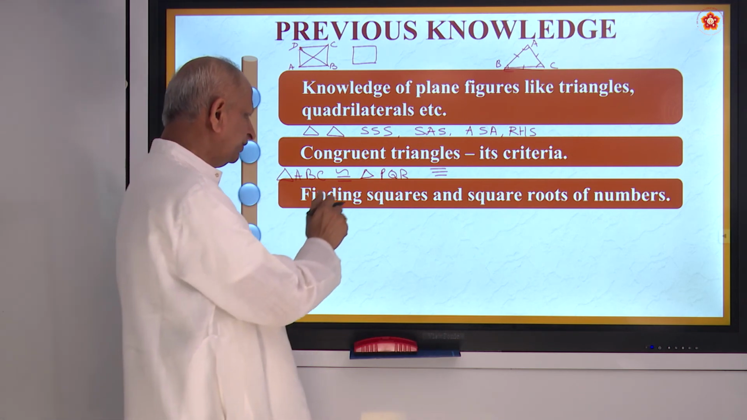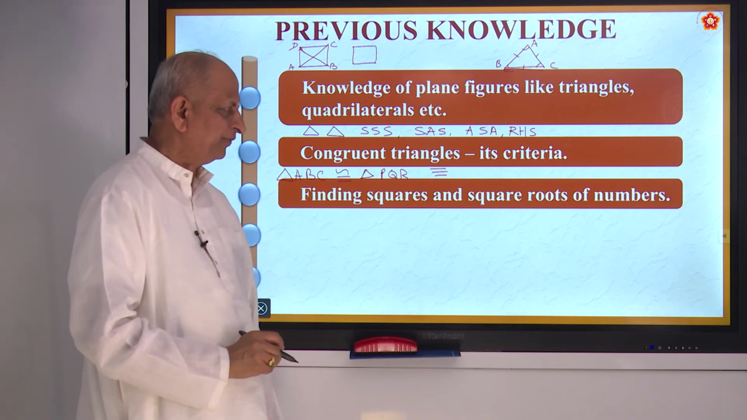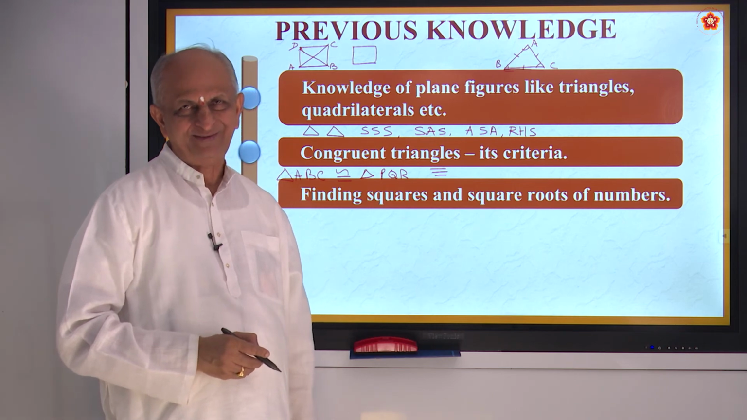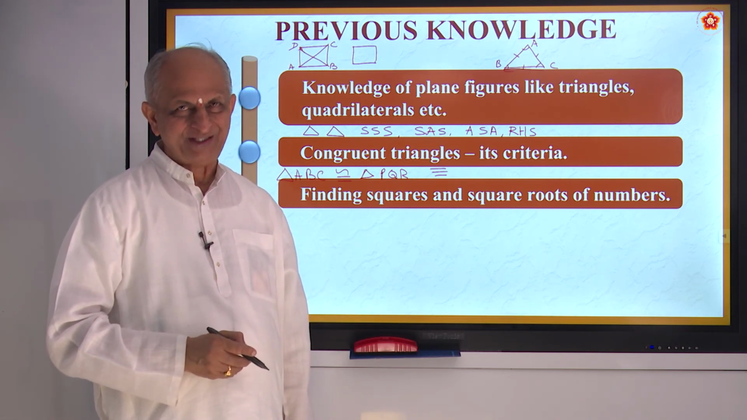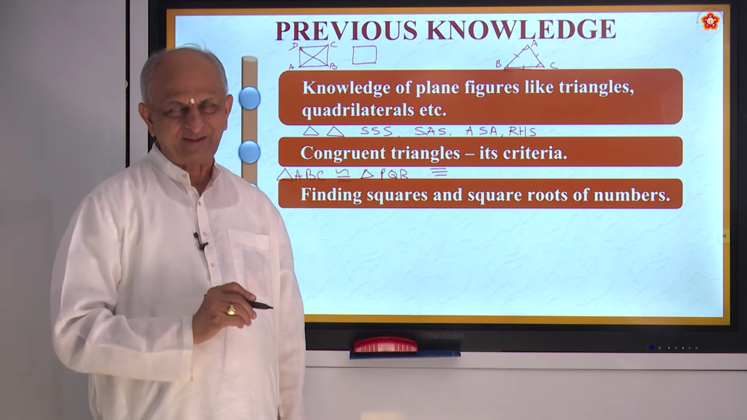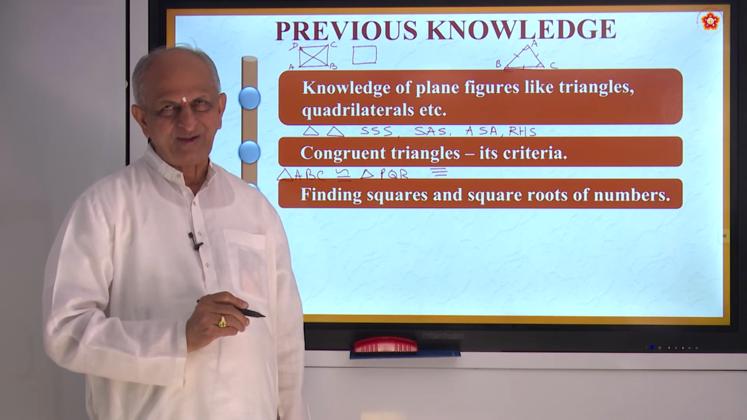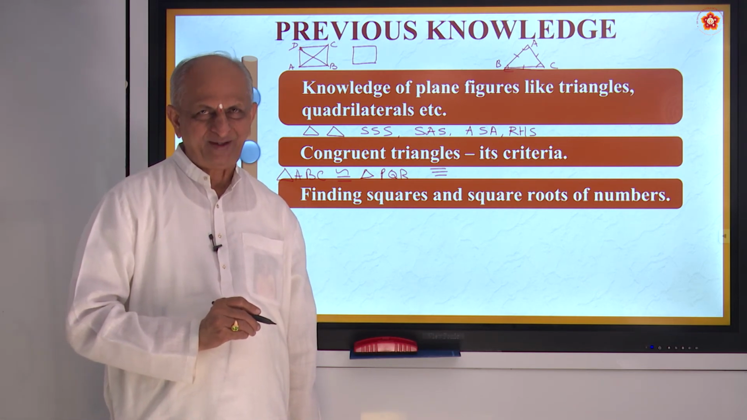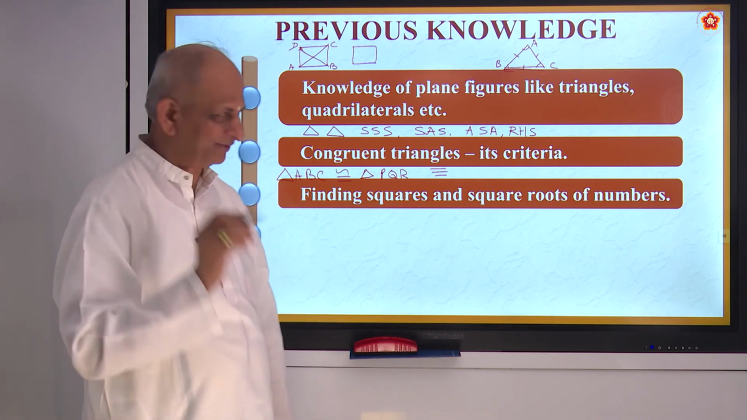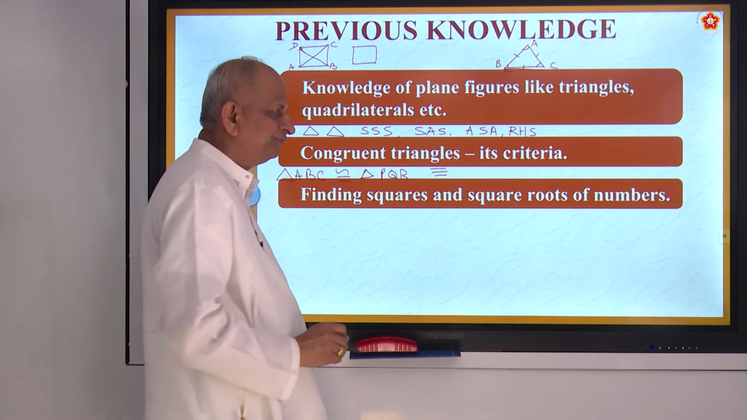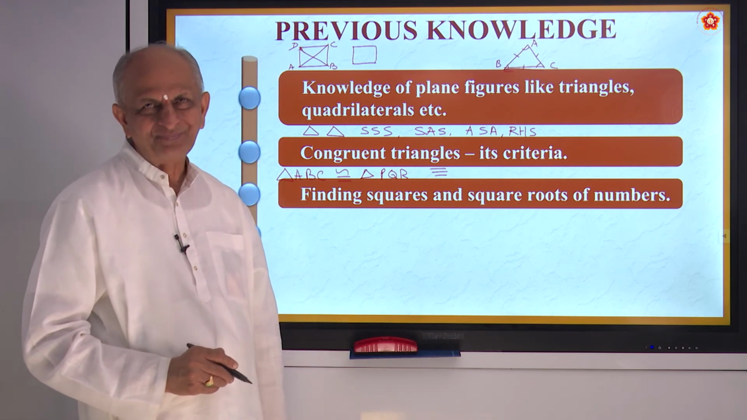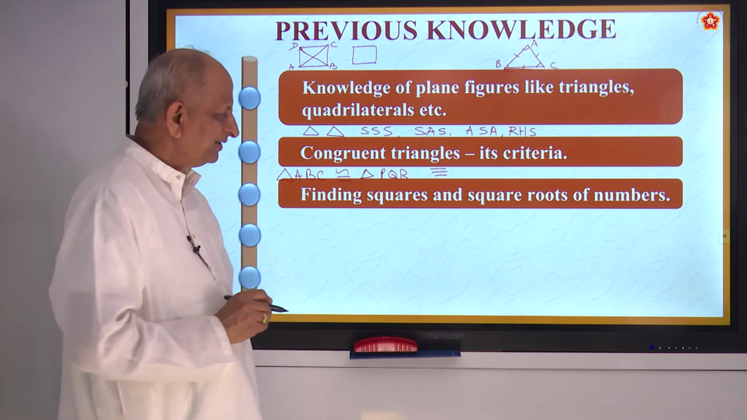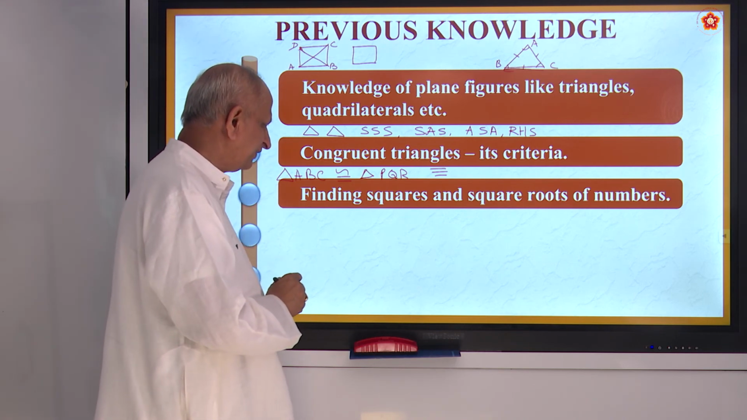Also you have studied about the squares and square roots of numbers. How many of you know square numbers up to 25? Yes, many of you know, right? What is 10 square? 100. 20 square? 400. 25 square? 625. So like that up to 25 you have to learn it, okay? And square roots also. What is the square root of 64? 8. Square root of 121? 11. And so on. We already studied in the previous class.